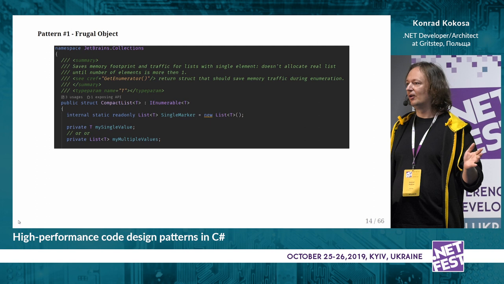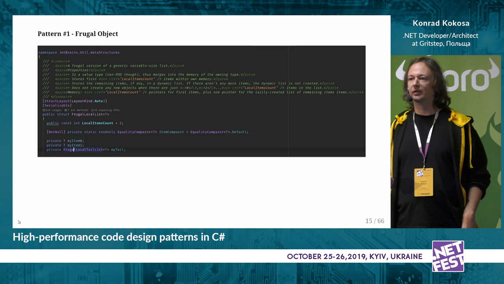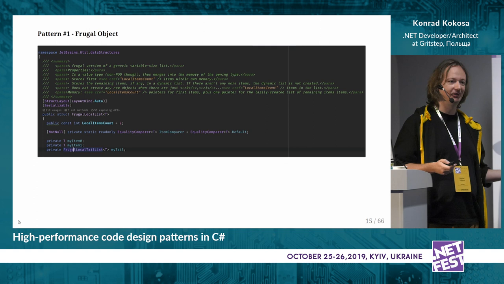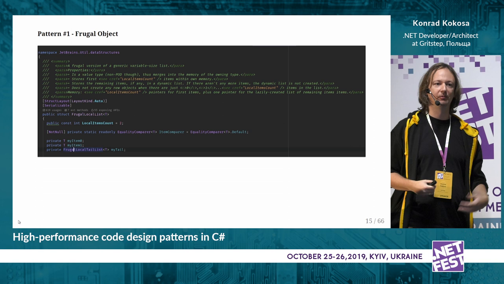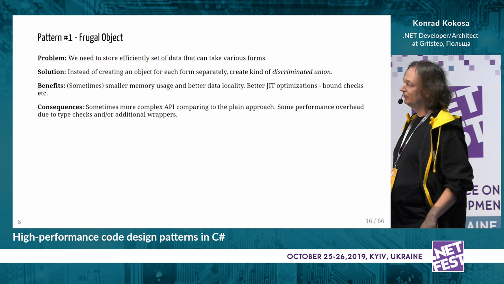Quite strange, but still it is beneficial for the case that we have only a single element. Or for two elements, a code base also from JetBrains, a list that typically contains no more than two elements. So this is quite a strange pattern. Feel invited to the .NET performance world. We have strange patterns here, and this is like that. If you have any questions about that, I have to speed up because I have some more patterns to cover. I strongly invite you to come after the talk and ask me questions if you have any doubts why this is beneficial. So this is a frugal object.